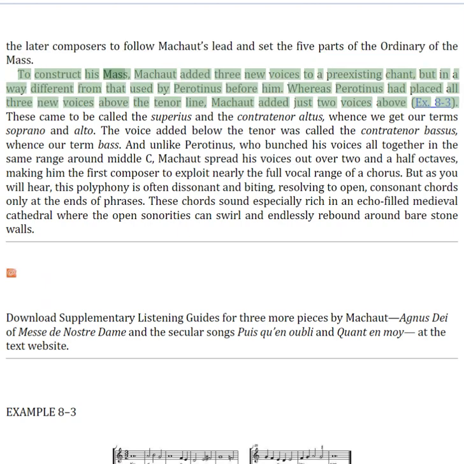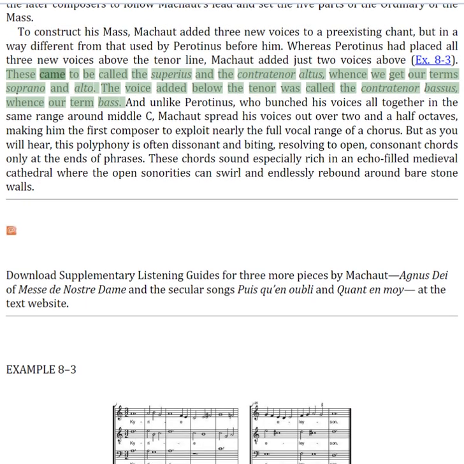To construct his Mass, Machaut added three new voices to a pre-existing chant, but in a way different from that used by Perotinus before him. Whereas Perotinus had placed all three new voices above the tenor line, Machaut added just two voices above. These came to be called the superius and the contratenor altus, whence we get our terms soprano and alto. The voice added below the tenor was called the contratenor bassus, whence our term bass.